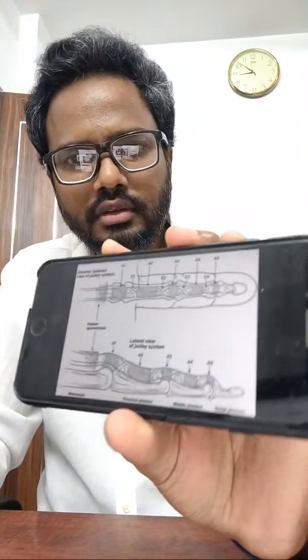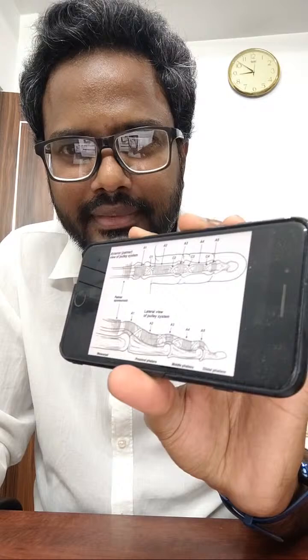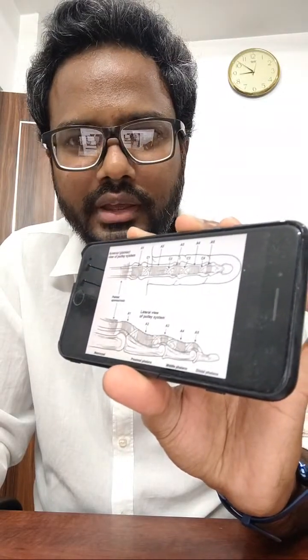I'll try lowering the brightness once and we'll see if it works out. I think you can see that now. Yeah, I think it's much more clear.